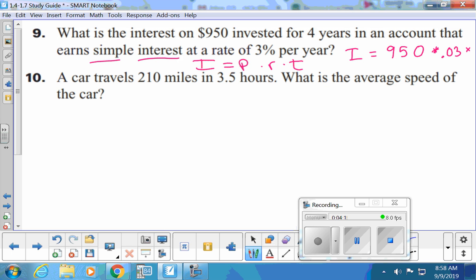0.03. And then I'm running out of space, but just keep going with this idea. What are we putting in for time? Garrett? 4 years. Very good. If you haven't got your calculator out, get that calculator out. Let's type this in and see what we get. 950 times 0.03 times 4. It's going to be $114.